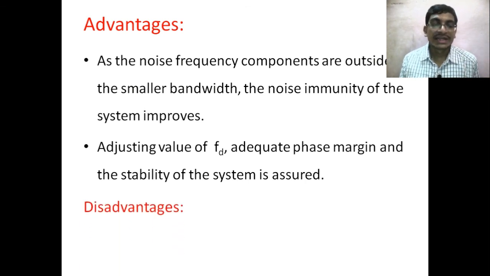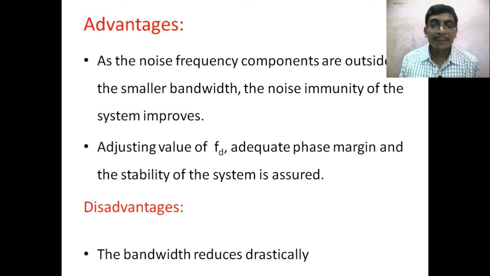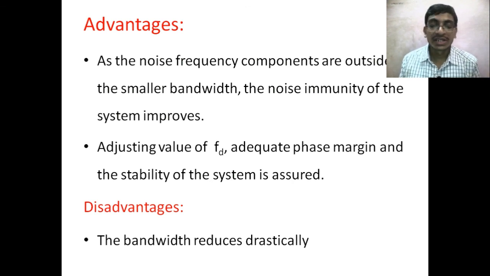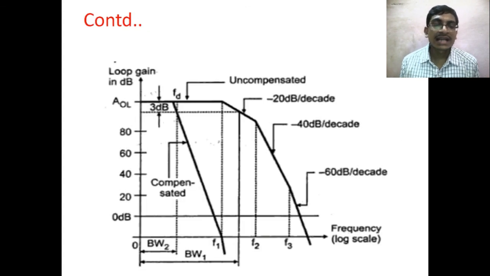The disadvantage in this system is that the bandwidth reduces drastically if you use this compensation technique. We have already seen this in the frequency response diagram: the bandwidth without compensation is large, and the bandwidth with compensation is very small. So if bandwidth is not a main requirement in our system, then we can go for this compensation system.